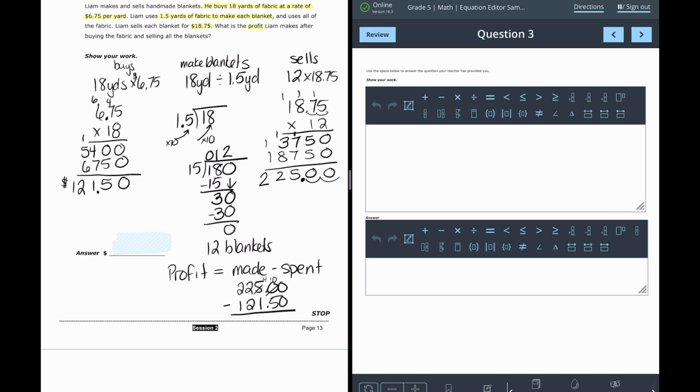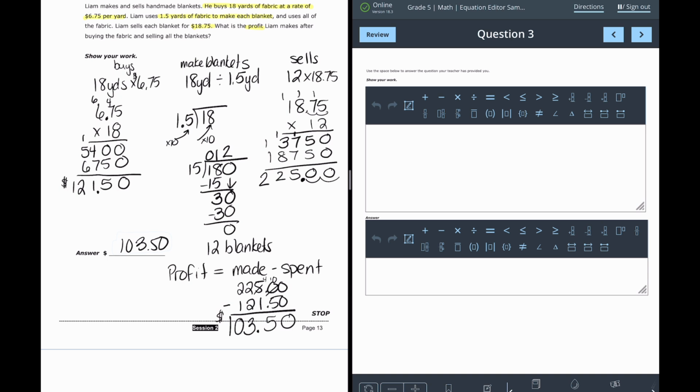Here's 10. Okay, I can do 10 minus 5 and I can do 0 minus 0. All right, so 0 minus 0 is 0. 10 minus 5 is 5. 4 minus 1 is 3. 2 minus 2 is 0. And 2 minus 1 is 1. So his profit is $103.50. Which is what I got.